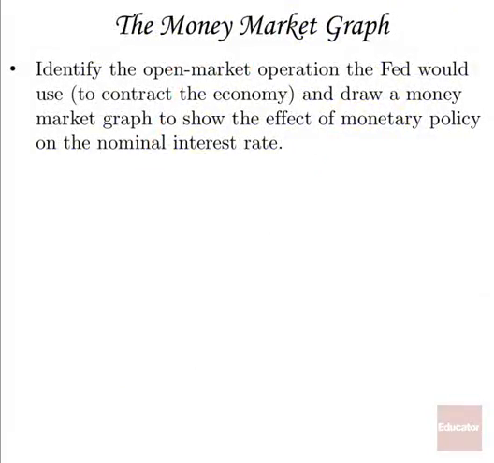So that's what happens when contractionary monetary policy is used. Now here's the question. Identify the open market operation the Fed would use to contract the economy. Let's just stop right there. Let's review again what the things are that the Fed does. The Fed uses monetary policy, and it can either use expansionary or it can use contractionary. So this is Fed monetary policy.